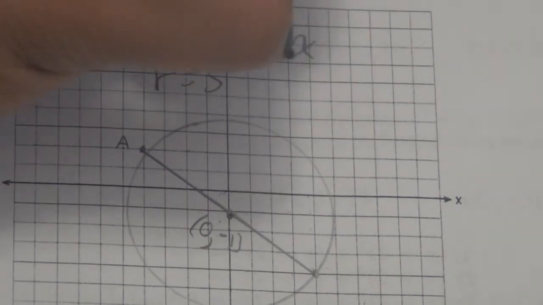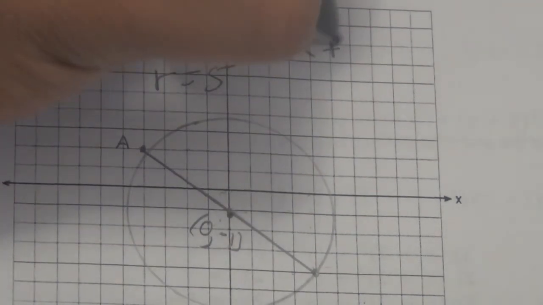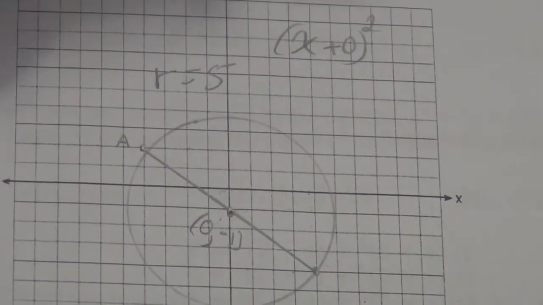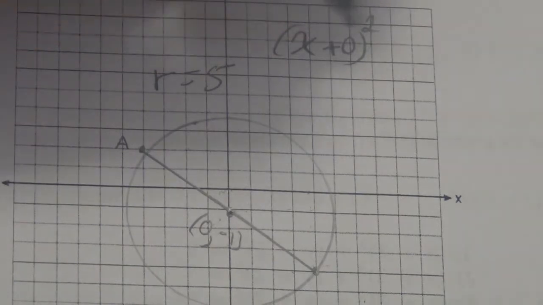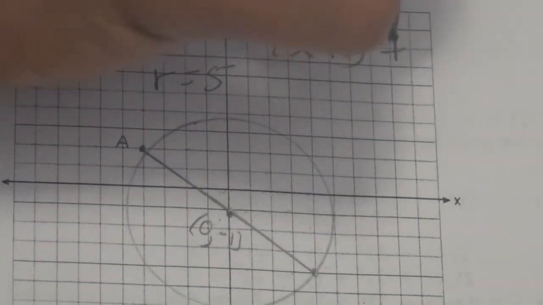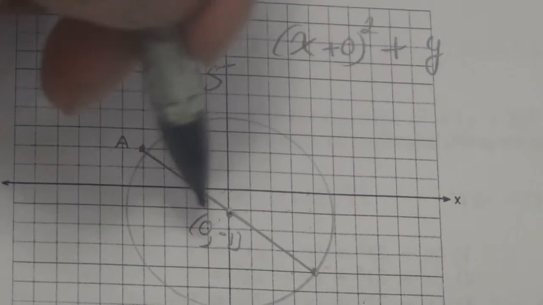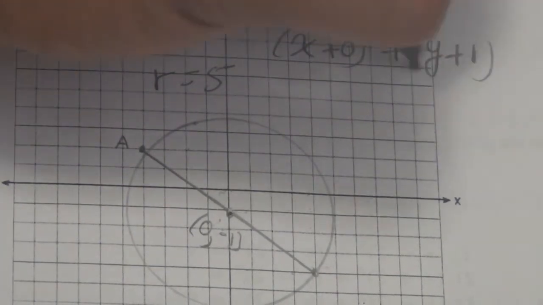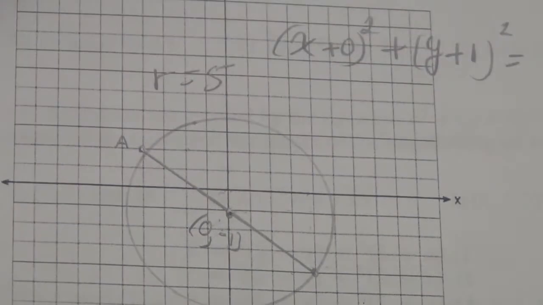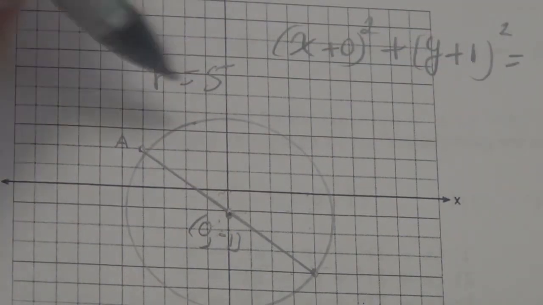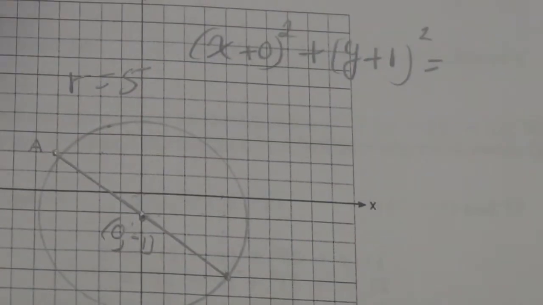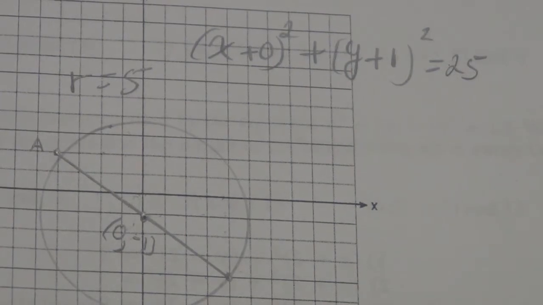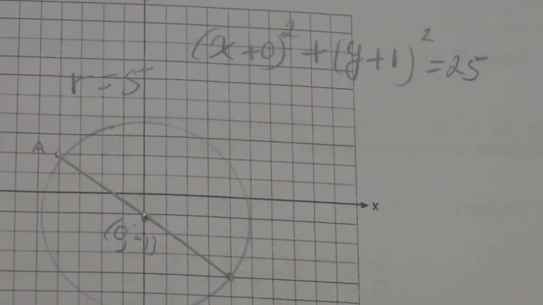So I'm gonna write the following. x plus 0 squared. I write the opposite, but the opposite of 0 does not exist because x minus 0 and x plus 0 is the same thing, plus y, and the other center coordinate is -1, so it's y plus 1 squared equaling the radius squared. The radius is 5, so I'm just gonna write 25 because 5 squared is 25, and that's how I found it. You see, so the use of the grid was actually very helpful.